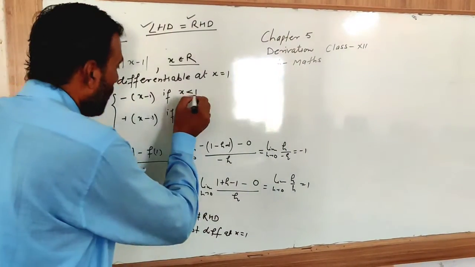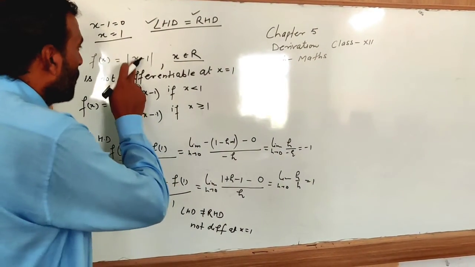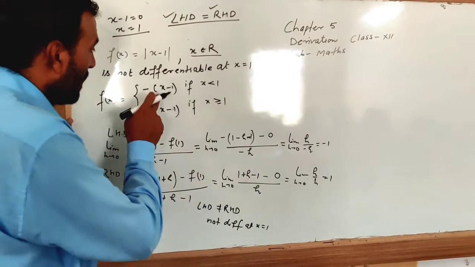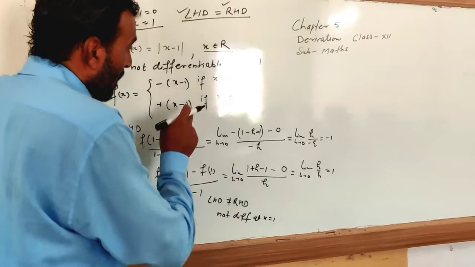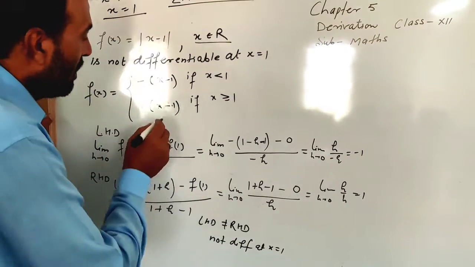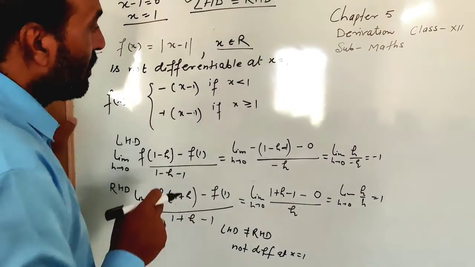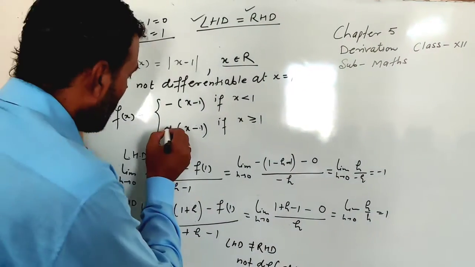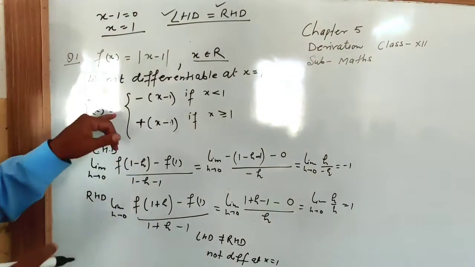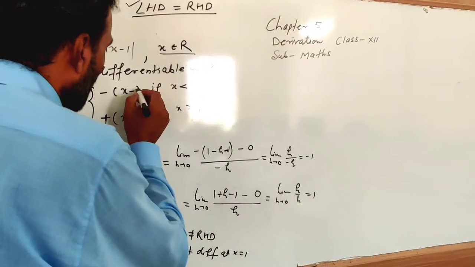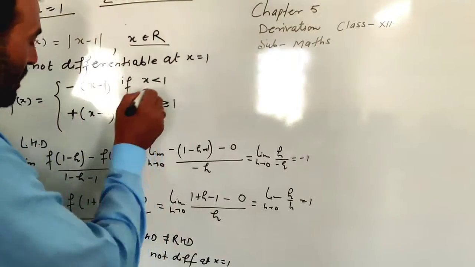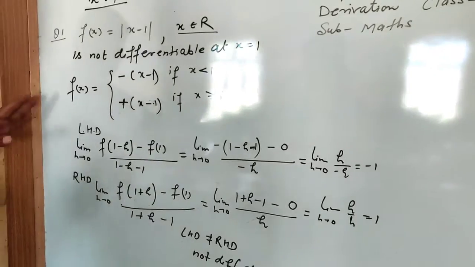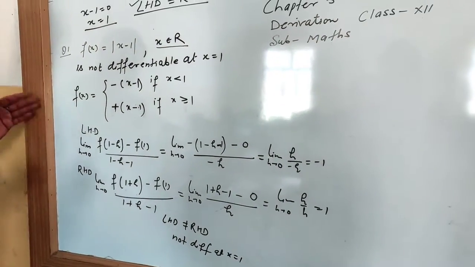If x is less than 1, put 0 here, 0 minus 1. Inside, the value is negative. So we are taking x minus 1 negative. If x is greater than or equal to 1, then x minus 1 is positive. If you put 1 here, 1 minus 1 is 0, and 0 is always non-negative. So the function is defined in this manner: f(x) is equal to minus (x minus 1) if x is less than 1, and x minus 1 if x is greater than or equal to 1. Now check the differentiability.